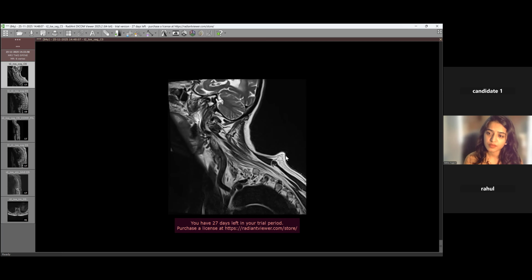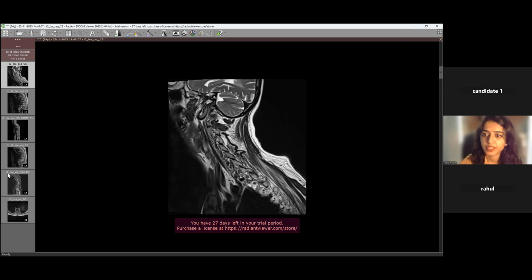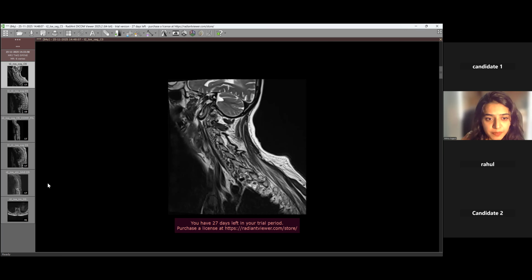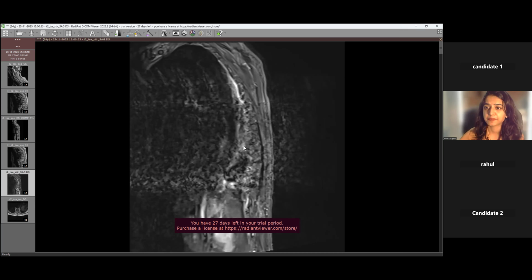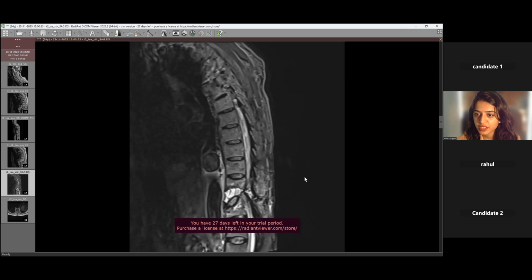at the thoracic level, which is causing displacement and compression of the thecal sac. Can I see a fluid sensitive image, a STIR image? Sure. Just a second, leave the mouse. Yeah. It has not loaded for me. Can you see it now?